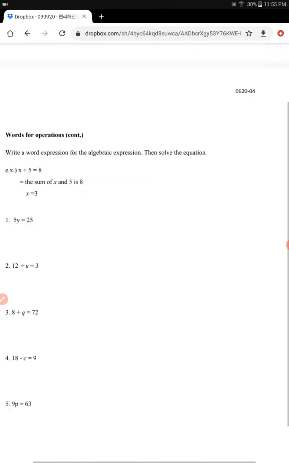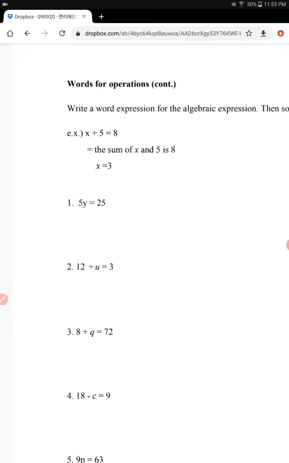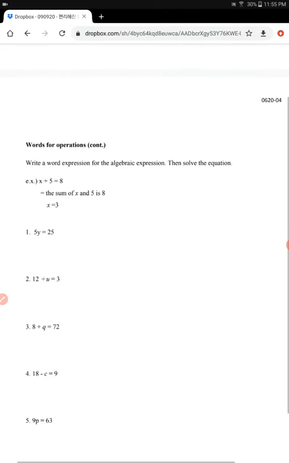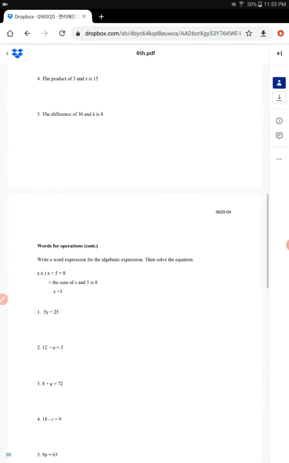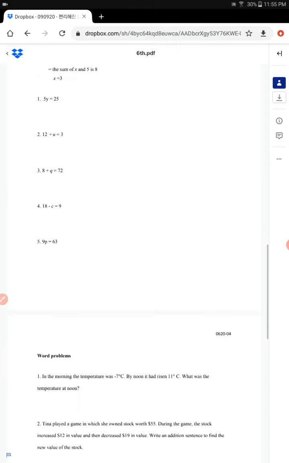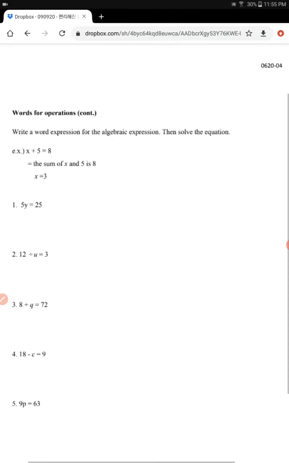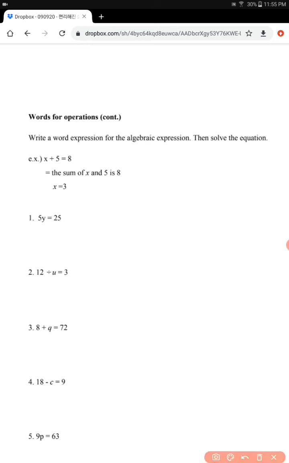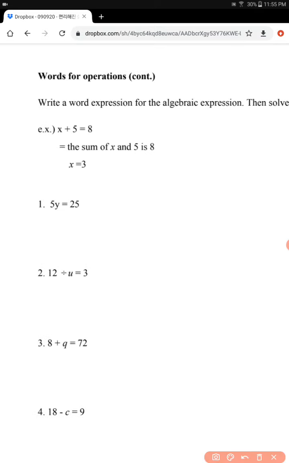And then right here, write a word expression for an algebraic equation, then solve the equation. Oh, just the same thing. So we'll do one right here. So this time it's multiplication. 5y equals 25. So it's the same thing. What's the opposite of multiplying by 5? It's dividing by 5.